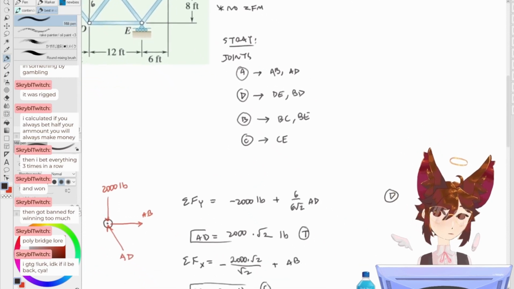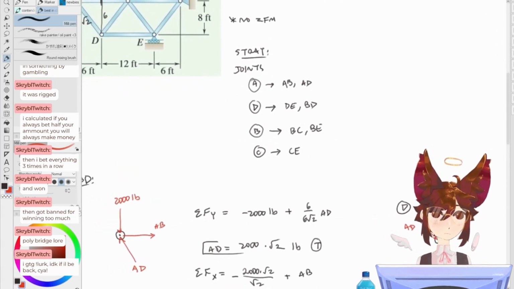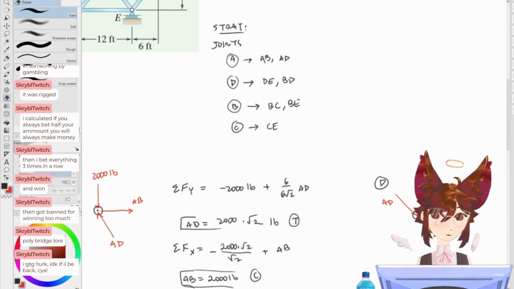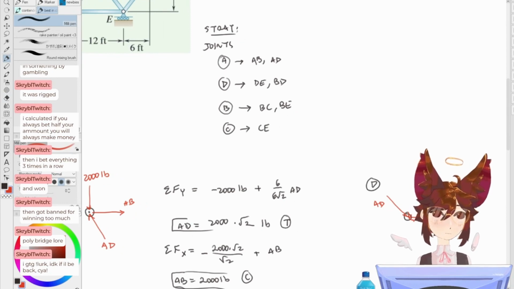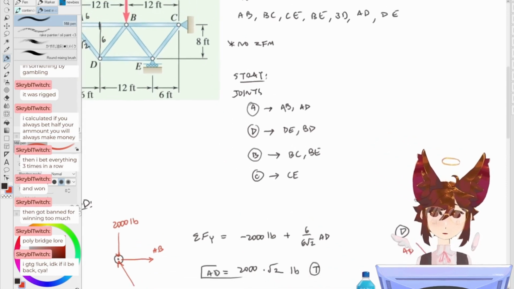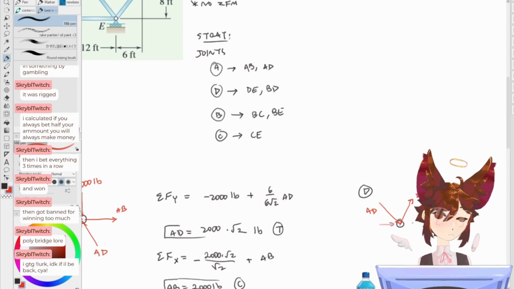Where's our joint D? Okay, D has got this one, which is going to be AD. That one's going to go this way. This one is DE. And this one is going to go up, I guess. Oh, wait, I should probably do the one that's up. So up, that's E. And so this one is over this way. This one is going to be over this way. EE.